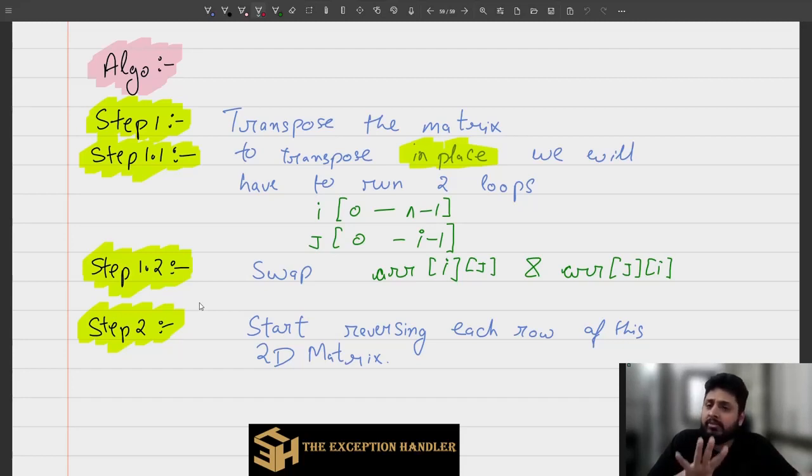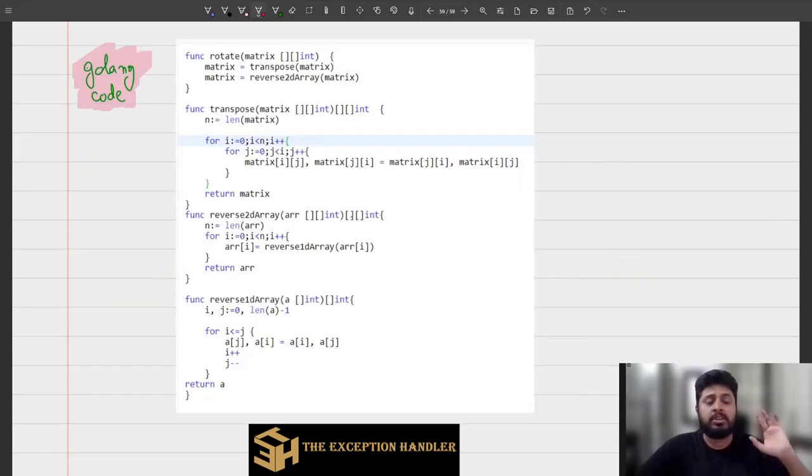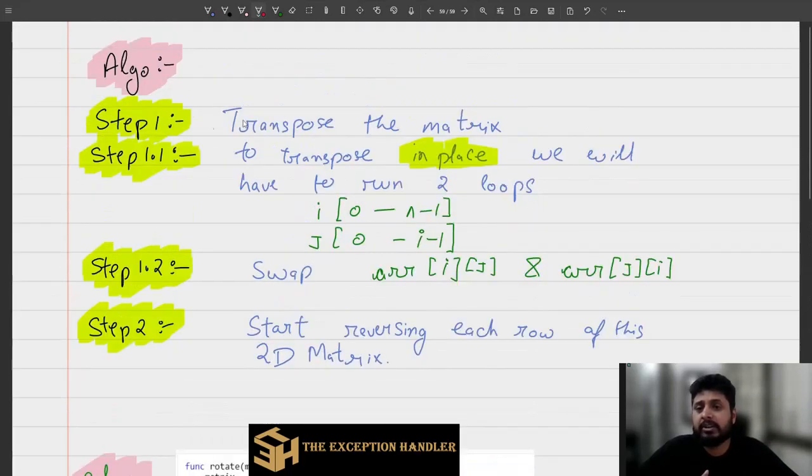So the code that I have written is in Golang, but feel free to write that code in any language of your choice, because the only thing that matters is this algorithm, and if you understand this algorithm, it would be easy for you to write it in any language that you want. Now this is the code that I have written in Golang. If you remember, in our algorithm we just had two steps. Step 1 was transposing the matrix, and step 2 was reversing each row.